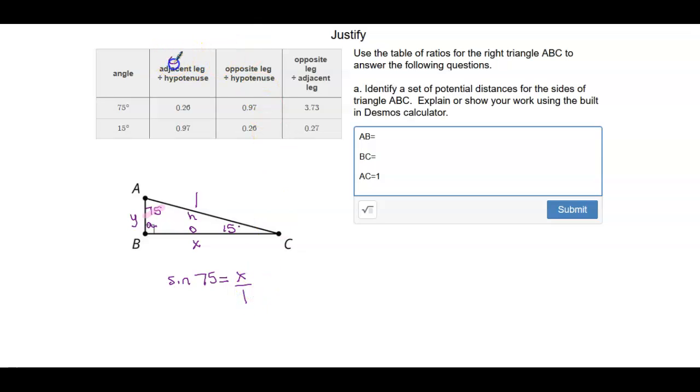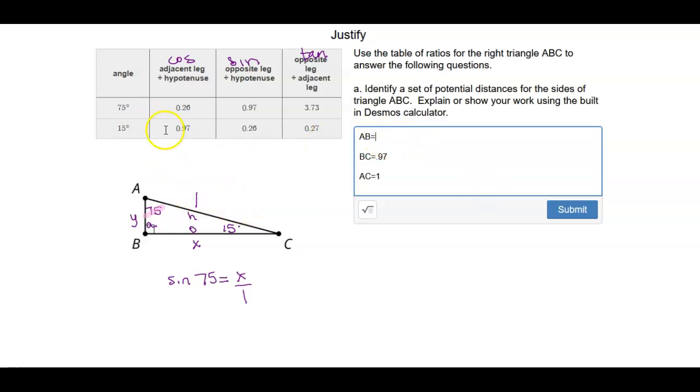Well, I know that this is my cosine, I know that this is my sine, and I know that this is my tangent. So really, I know that sine of 75 is equal to whatever I get here. So the sine of 75 would be 0.97. So this length here from B to C would be 0.97.